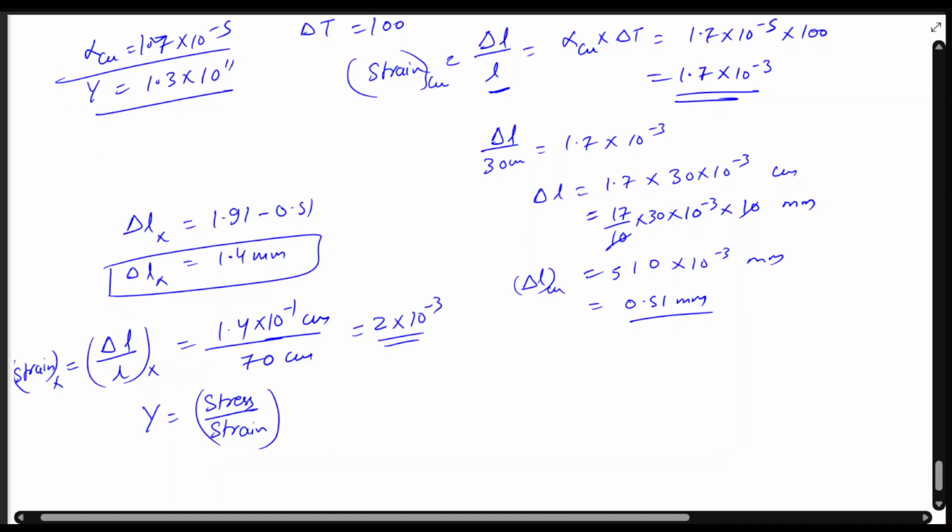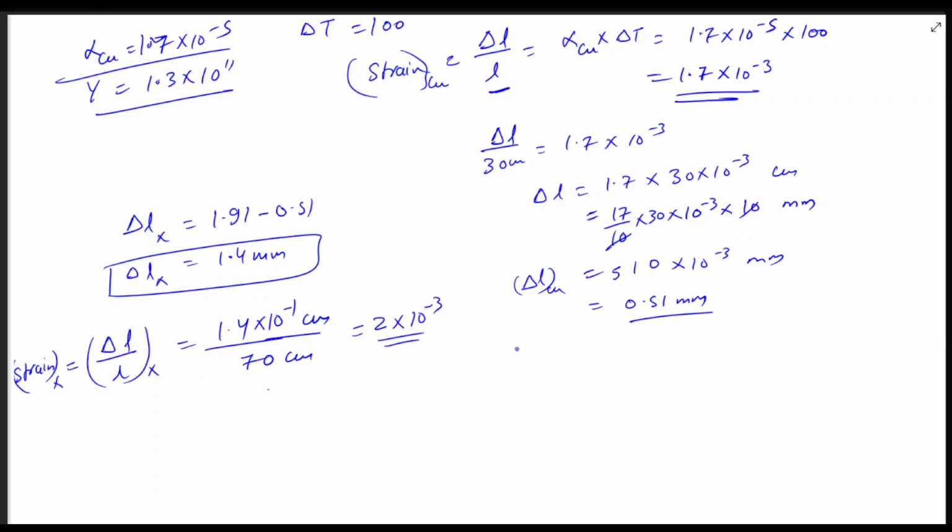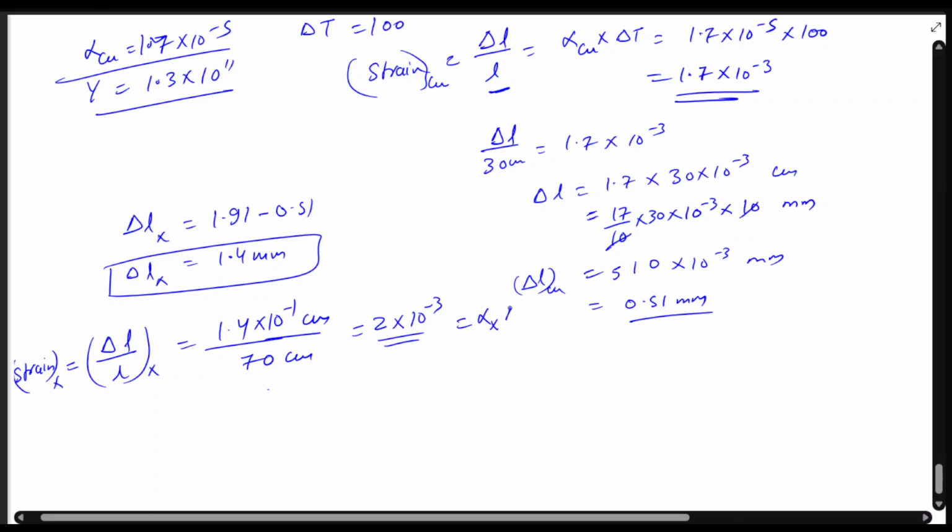Okay, let's first find it. We have all the information, so we just use the formula: alpha of X into delta T. Alpha of X delta T is 100, so it will be 2 into 10 raised to the power minus 5. That is the first information we got.